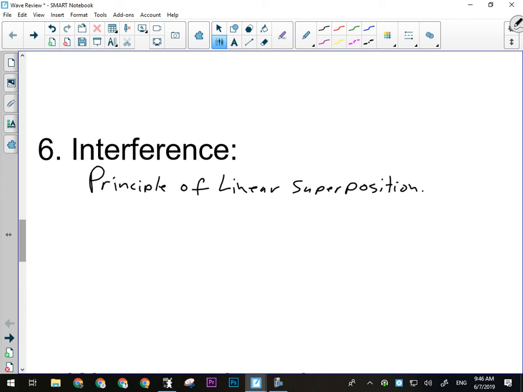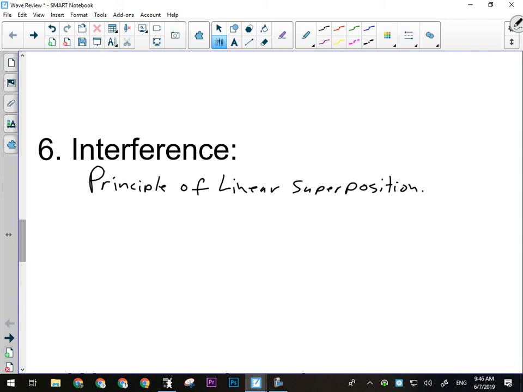I think I actually told you one day in class, I'm going to give you a question where I have pictures of two waves overlapping and ask you to draw the resulting waveform and tell me whether it's constructive or destructive. That's just one of the ways I'm going to test your knowledge of interference.